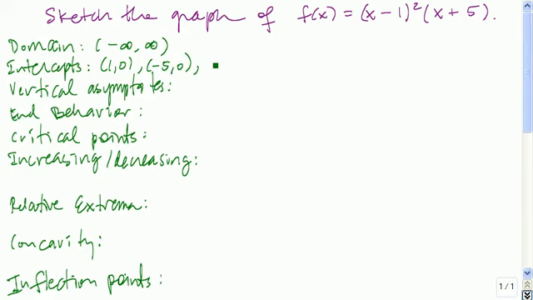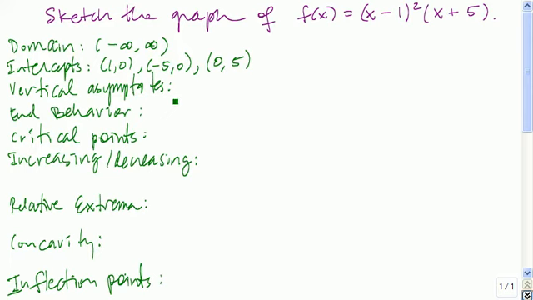To get the y-intercept, we substitute 0 for x. So we have 0 minus 1, which is negative 1 squared, and that's positive 1, times 0 plus 5, which is 5. Okay, so 1 times 5 is equal to 5. So 0 comma 5 is the y-intercept.